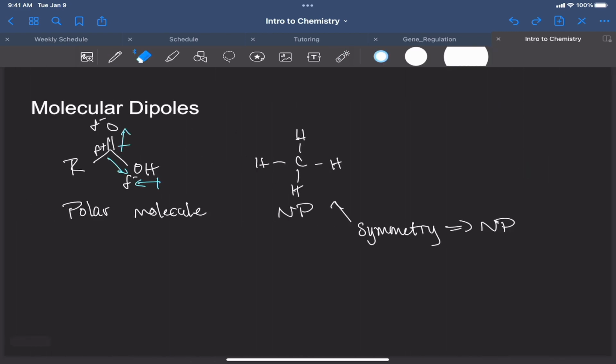And I wouldn't say necessarily symmetry. Actually, take this back. I would just say if you have dipoles, if all the dipoles have another dipole that cancels it out, there would be no molecular dipole.